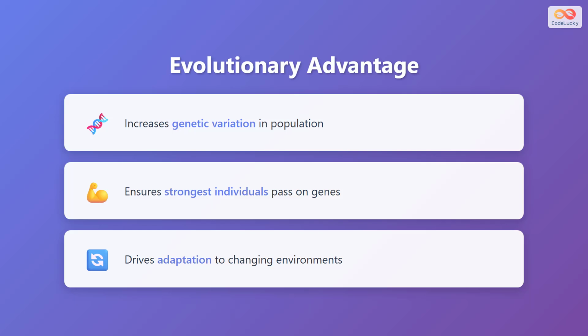Overproduction provides several evolutionary advantages. First, it increases genetic variation in the population, giving more opportunities for beneficial mutations to appear. Second, it ensures that the strongest and best adapted individuals are the ones that pass on their genes to the next generation. Third, this process drives adaptation to changing environments. Species that overproduce have a better chance of surviving environmental shifts, because some offspring may have traits suited to the new conditions.